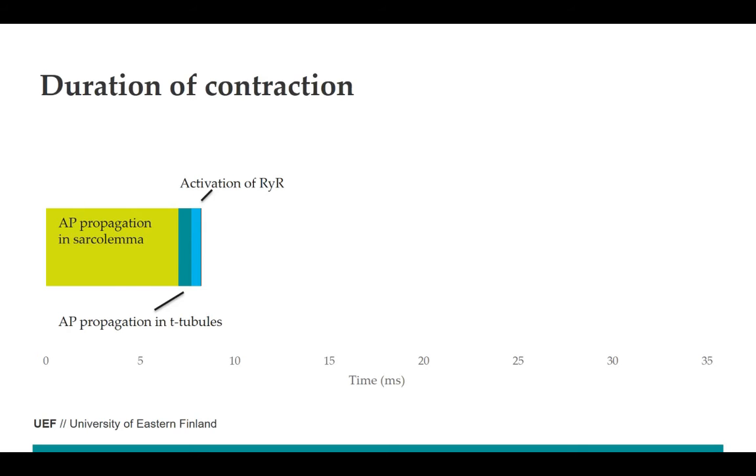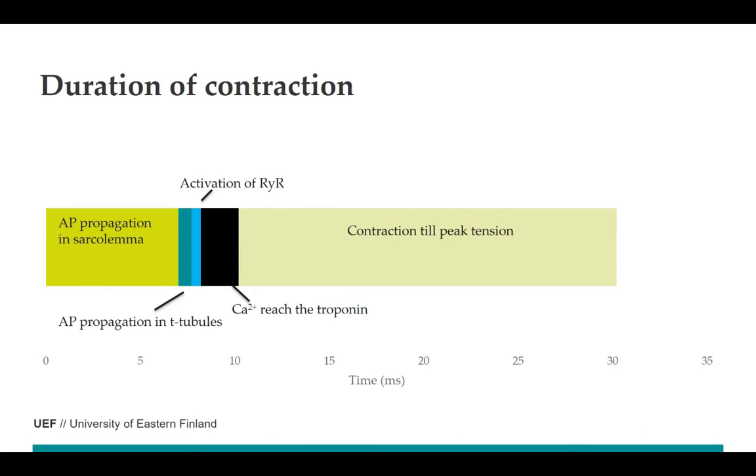And then, if you are releasing calcium, it takes a few milliseconds until the calcium reaches the troponin, so it can start the tension. Most of the time is used for the contraction itself, because you need some physical work to turn ATP into movement of proteins. So that takes tens of milliseconds before you can get the peak tension in the skeletal muscle. So it seems that the T-tubules and ryanodine receptor don't take much time in this contraction. They are the fastest part.